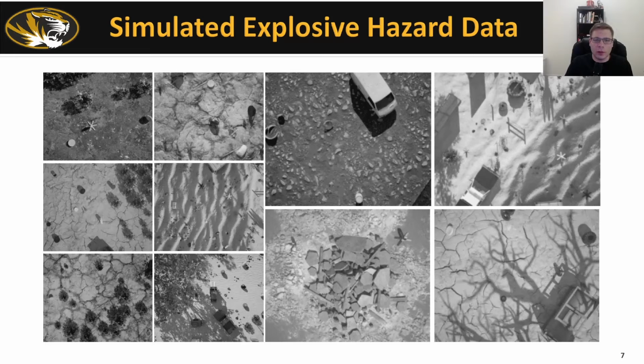What this slide is showing is some of the images that we've actually generated from simulation in Unreal Engine. These are totally simulated images. We've created the explosive hazard templates, and we've put them in environments, and then we've rendered them in grayscale with some of these camera variations that look more like real images collected from drones. So all of these are just totally generated with Unreal Engine.